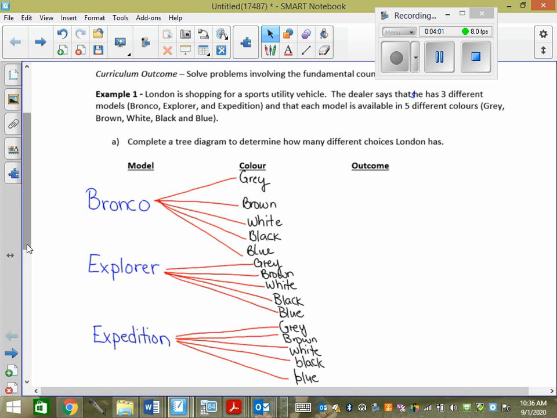So now instead of having 3 outcomes, which would be the Bronco, Explorer, Expedition that London can choose, she now has how many she can choose?